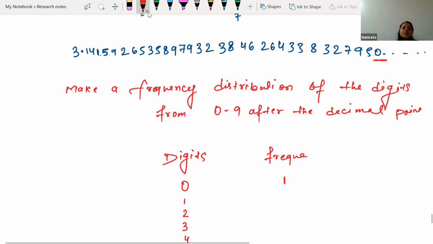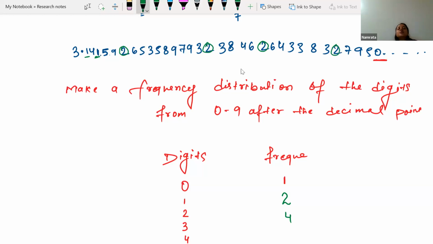Now how many times 1 is there after the decimal? I can see this one is 1, this one is 1, 2 times 1. Yes or no? Am I missing anything? Yes. So 2 times 1 is there. How many times 2 is there? So 1, 2, 3, 4. Yeah, 4.